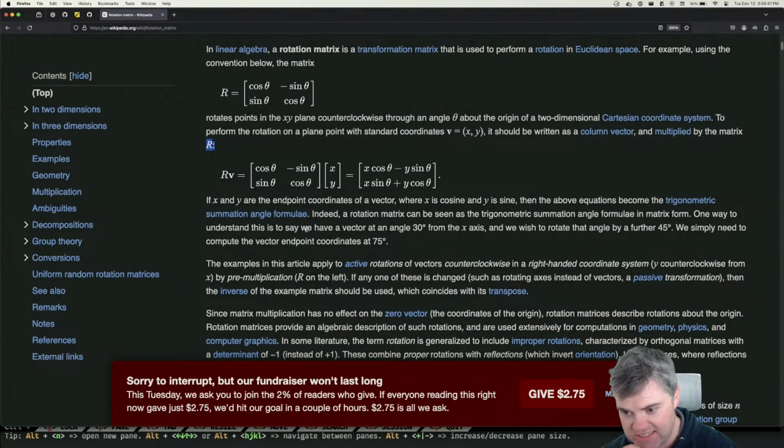One way to understand this is, let's say we have a vector at an angle 30 degrees from the x-axis, and we wish to rotate that angle by a further 45 degrees. We simply need to compute the vector endpoint coordinates at 75 degrees. Yeah, so these are my vector. X and y are the coordinates. The other stuff is calculated from the desired angle theta. But I don't have the desired angle, right? I guess that's what I'm trying to calculate, is the desired angle.